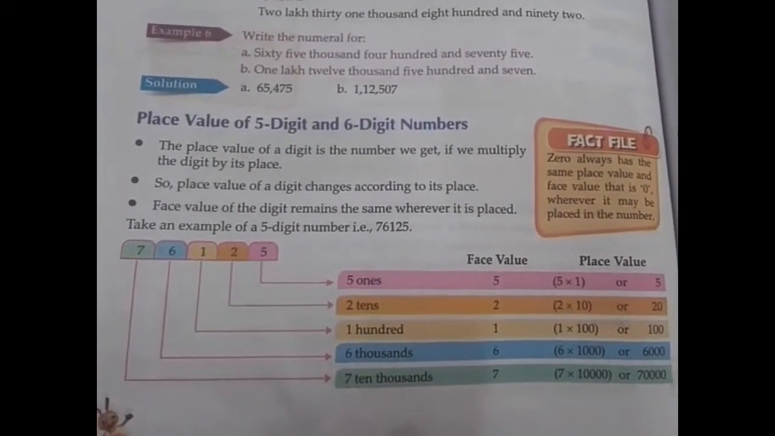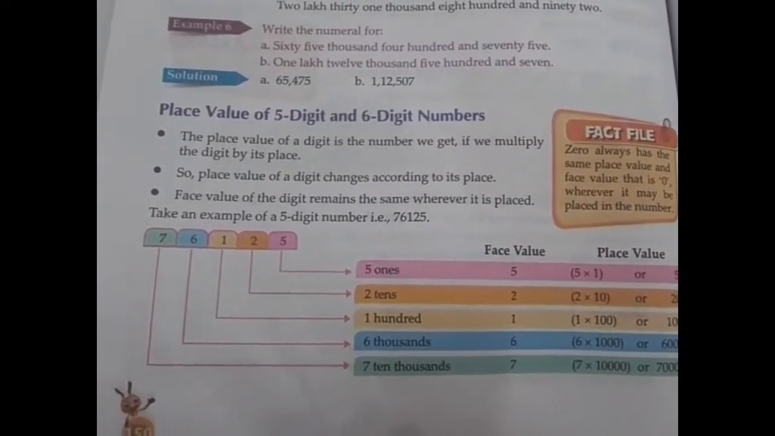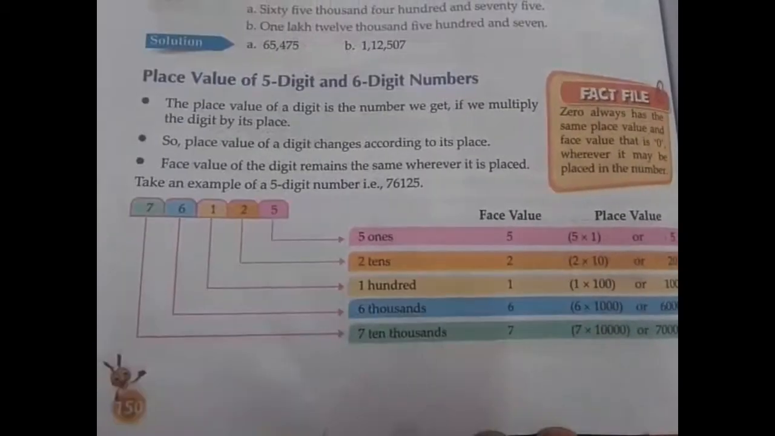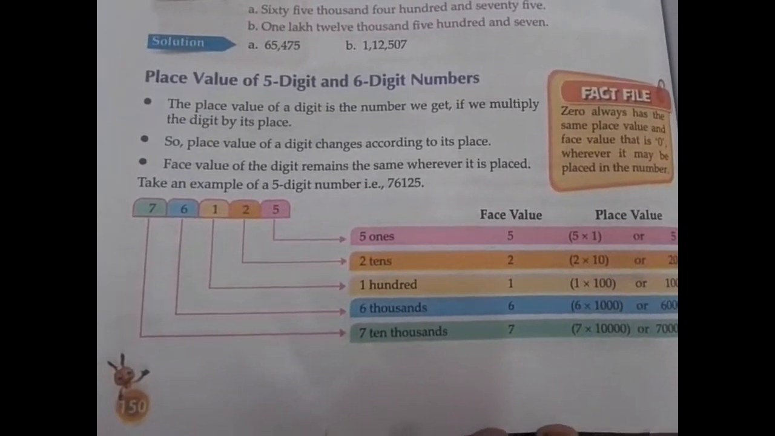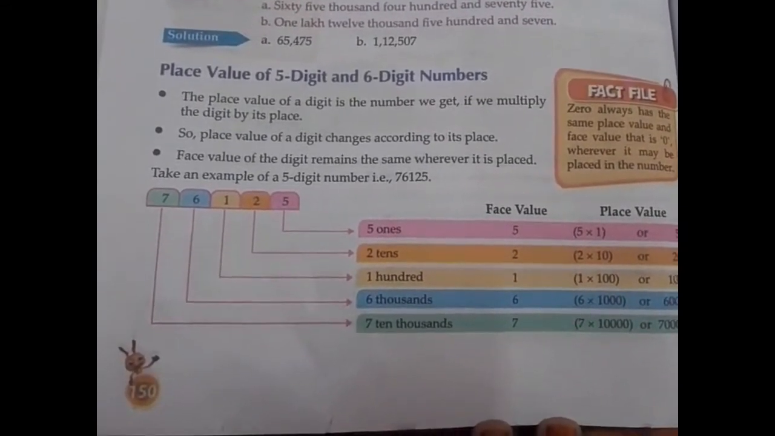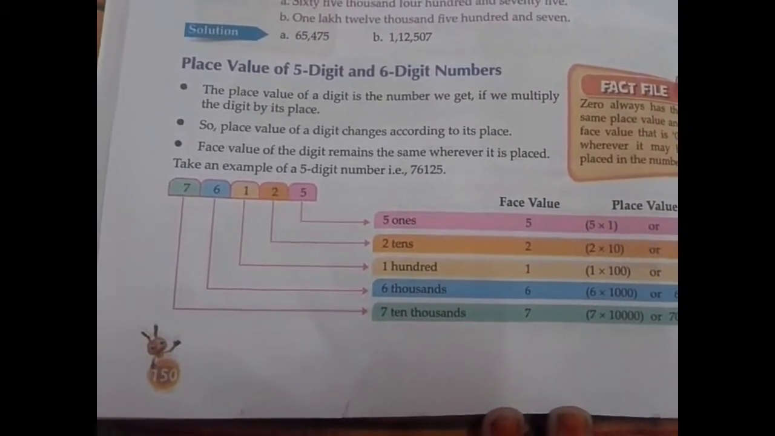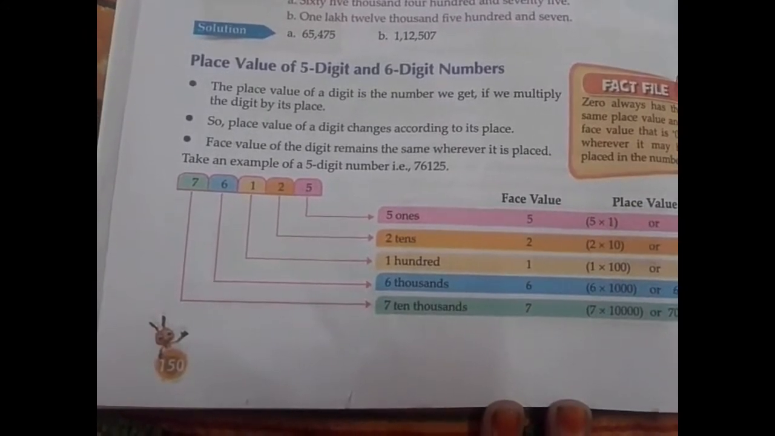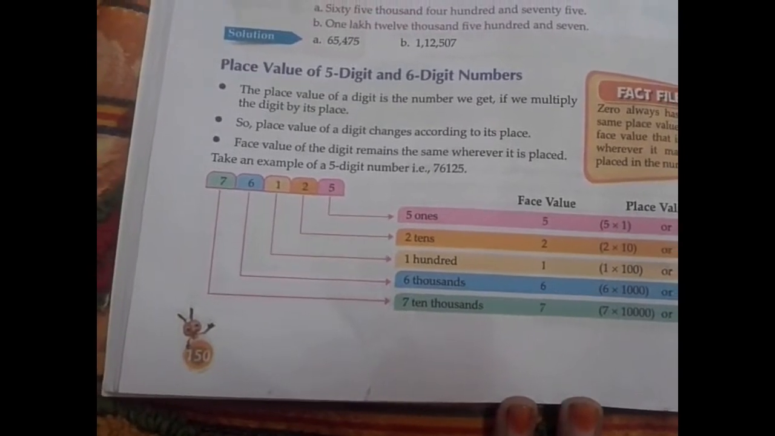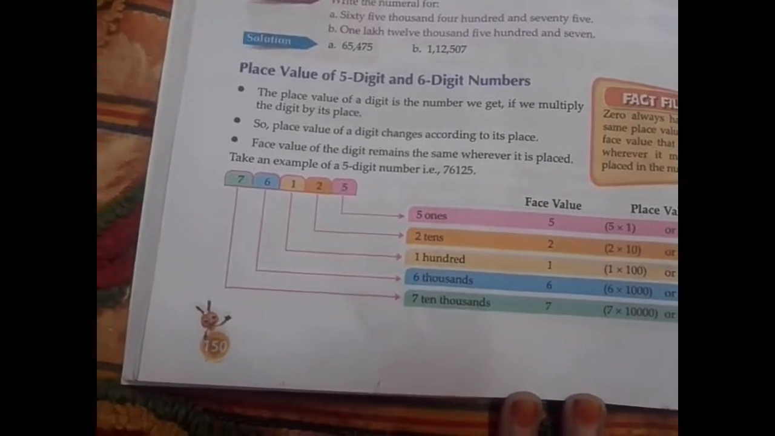Now we are going to learn a new topic, that is face value and place value. What is face value? Face value of a digit remains the same wherever it is placed. For example, if you have taken 20, in 20, what is the face value? It is 2. In 600, what is the face value? 6. But here the place values are changed.